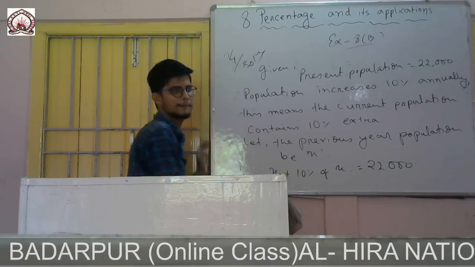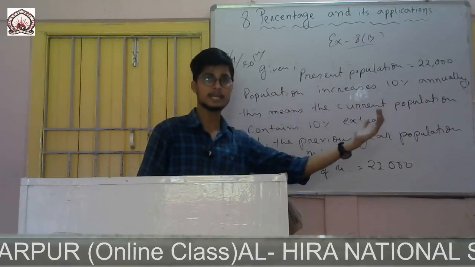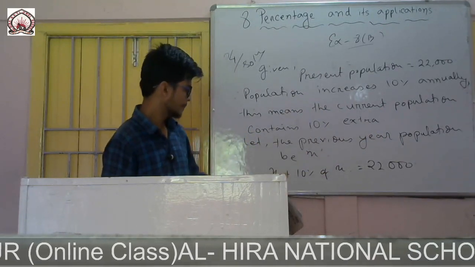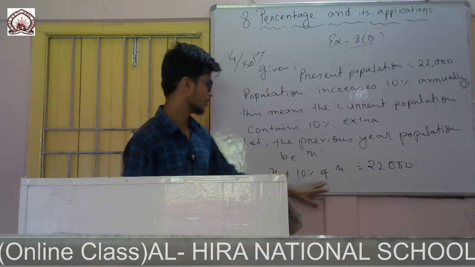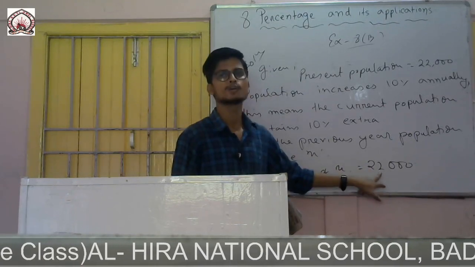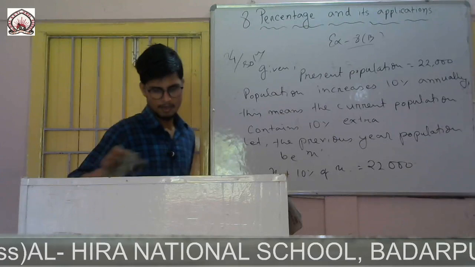So I wrote previous year population as X, and in the question it is given that every year it increased 10%. 10% of which one? On that population. So previous year population was X and on it, it increased 10%. After increasing it became 22,000. So now we can find the value of X.